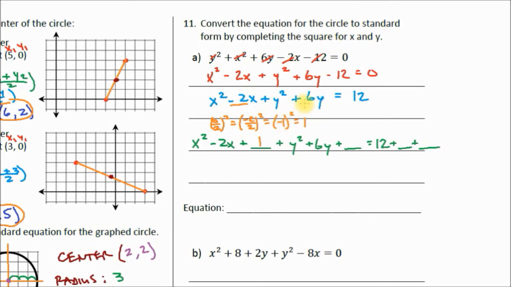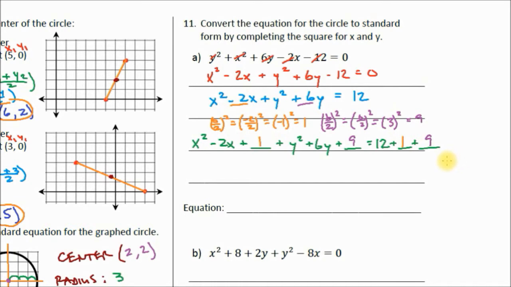Now let's take a look at our y. For completing the square, we got positive 6 as our b value. So we've got b over 2 squared equals 6 over 2 squared, which is 3 squared, which is 9. So we're going to add a 9 here. Remember, we have to add those 2 numbers to the other side of our equation as well.